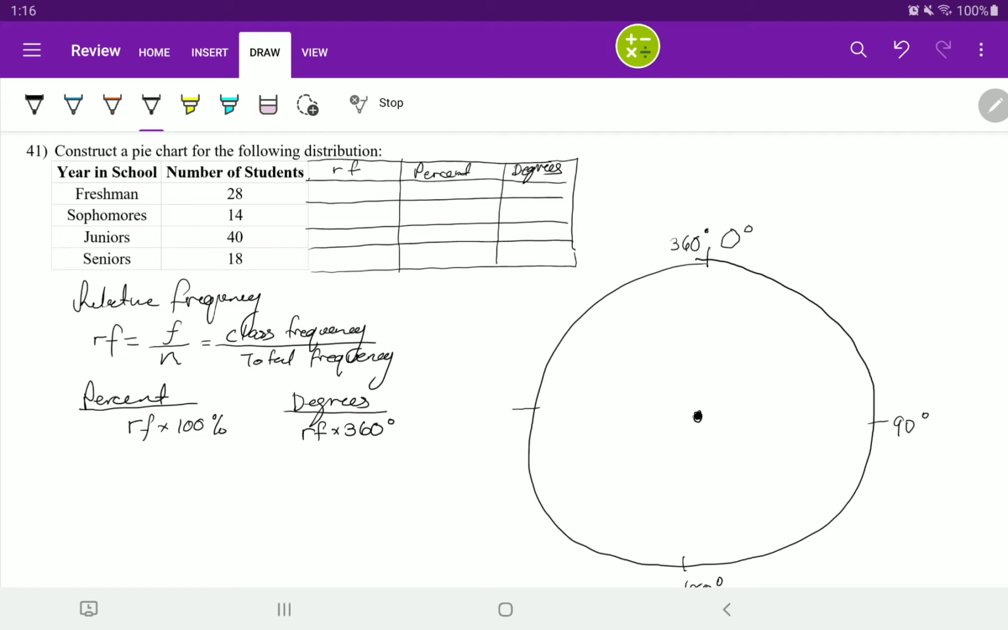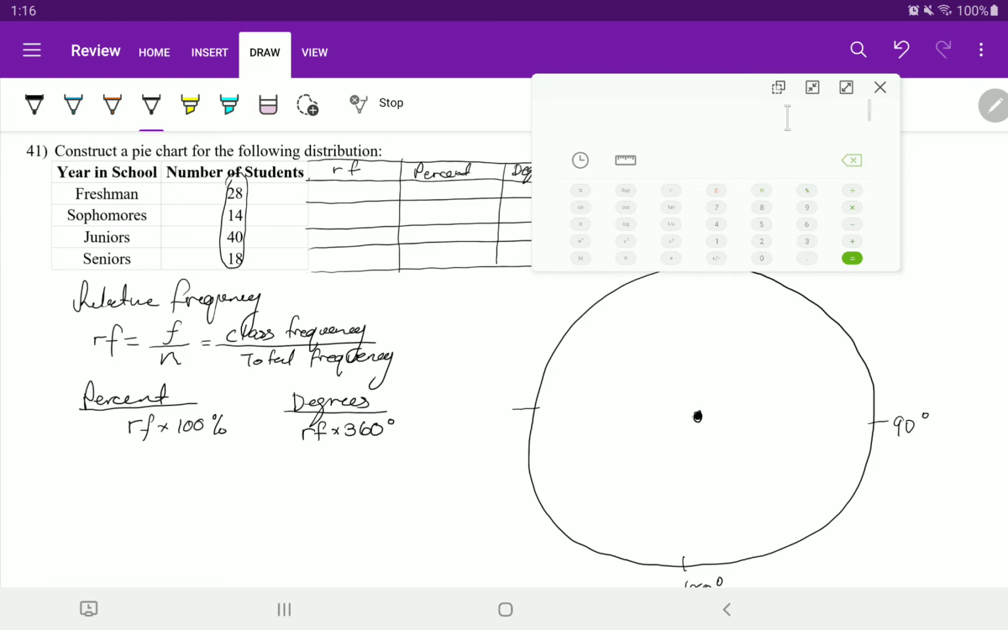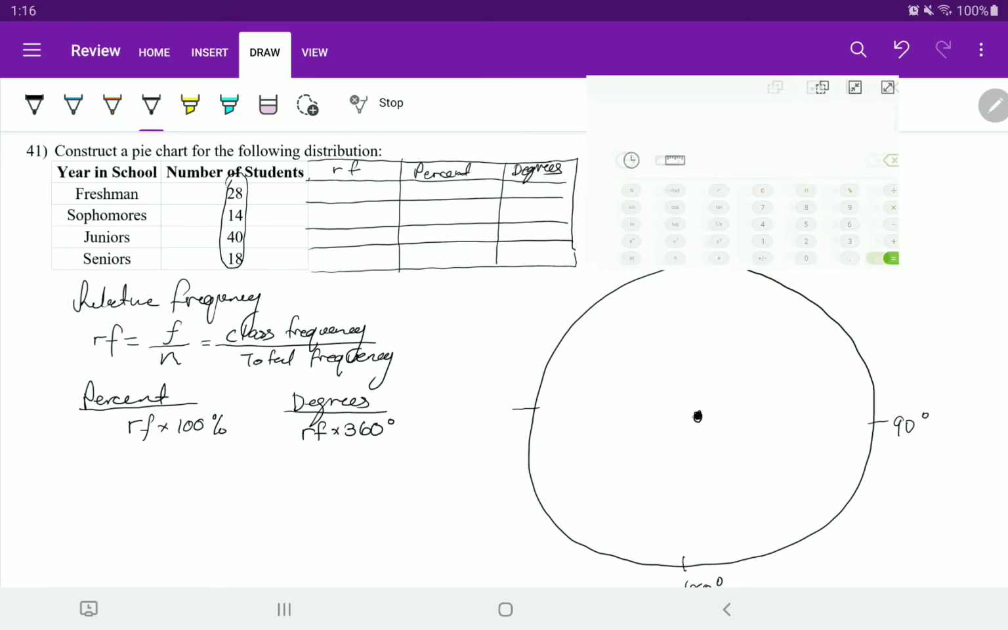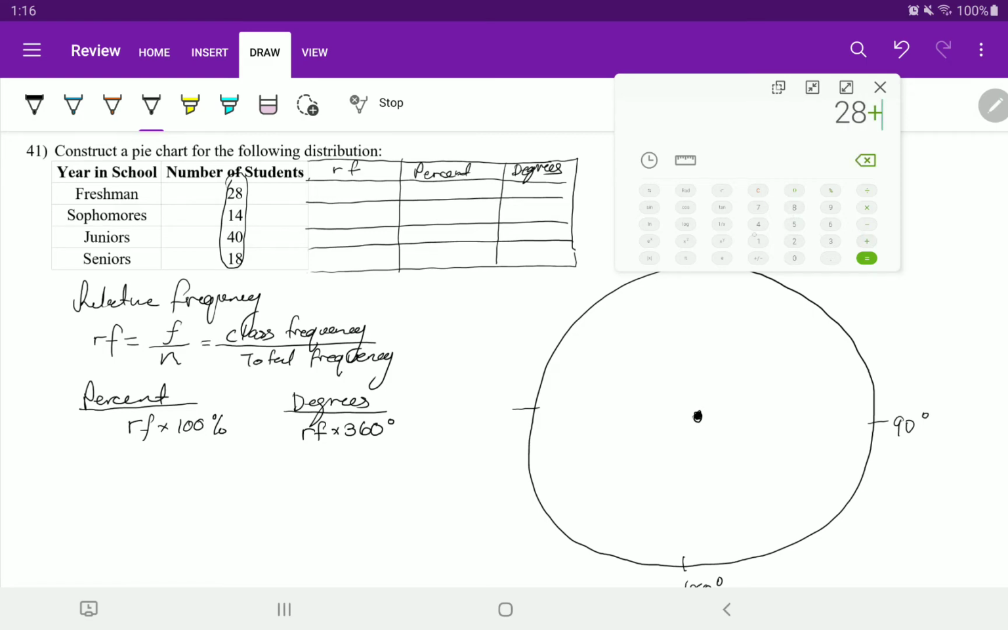So what we must do is first calculate the total frequency by adding up all the values, in this case, all the students in the frequency distribution. That's going to be 28 plus 14 plus 40 plus 18, and that equals 100. So our sample size, or our total frequency, same thing, is going to be 100.